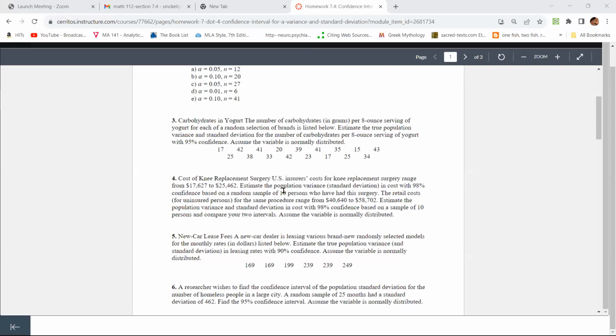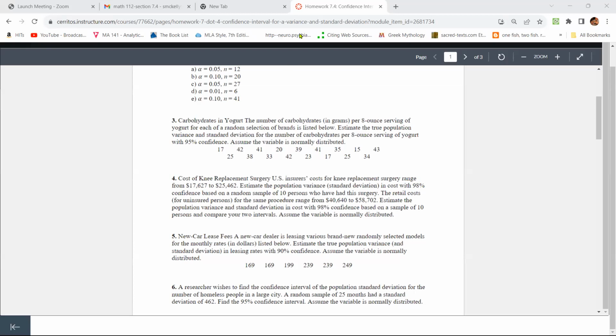It says the cost of knee replacement surgery for US insurers range from 17,627 to 25,462. Estimate the population variance and standard deviation in cost with 98% confidence based on a random sample of 10 persons who've had this surgery.